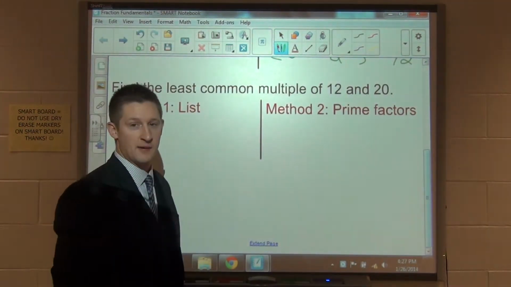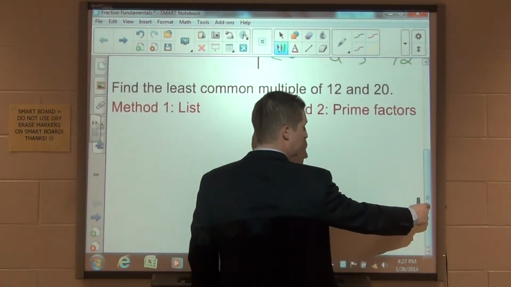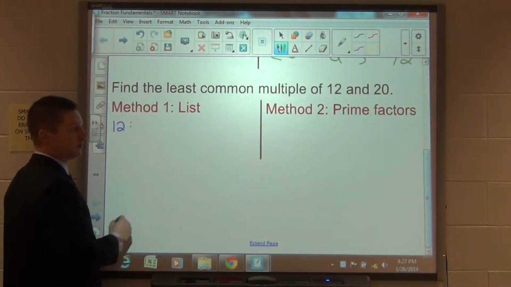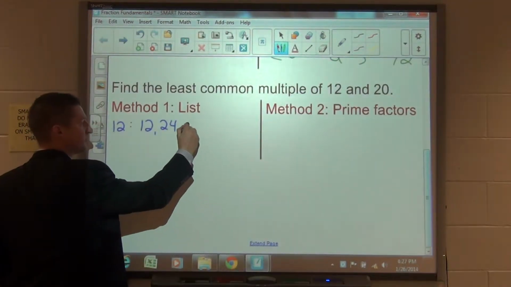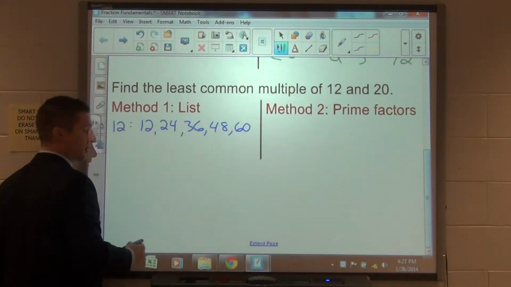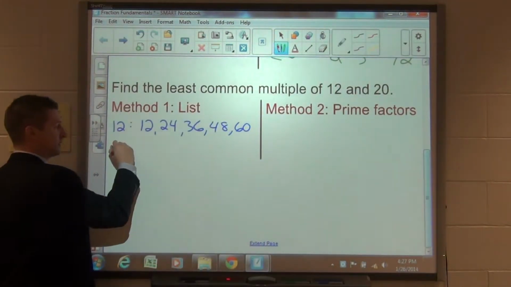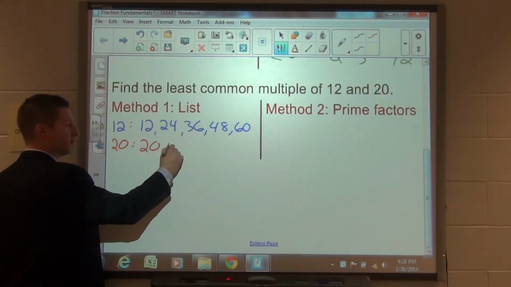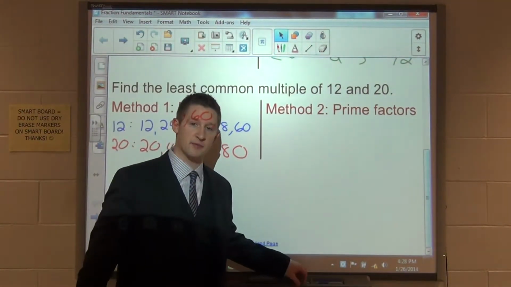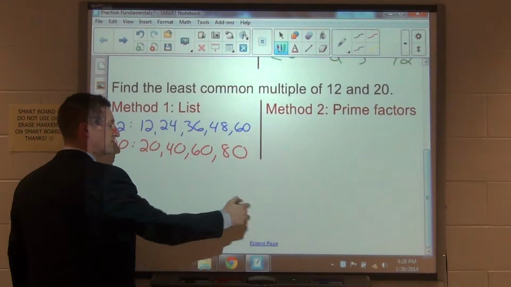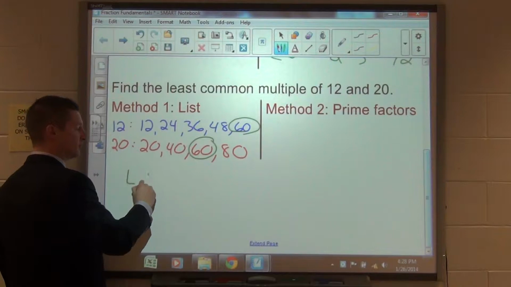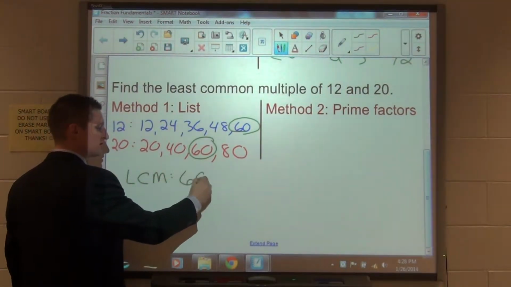If I want to find the least common multiple of 12 and 20, method 1 would be to simply list all of the multiples of each number. Listing the multiples of 12, I would have 12, 24, 36, 48, 60, and so on. If I wanted to then list the multiples of 20, I would have 20, 40, 60, 80, and so on. But obviously I can stop there because I see the first common multiple that they share would be the number 60. So the least common multiple of 12 and 20 is 60.